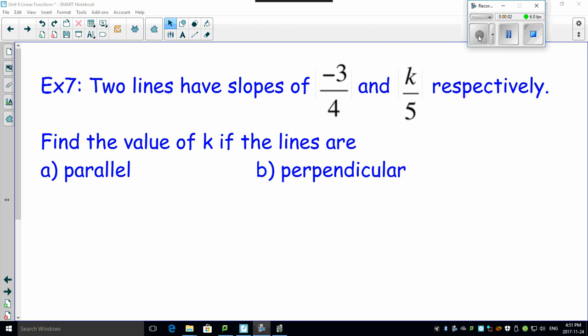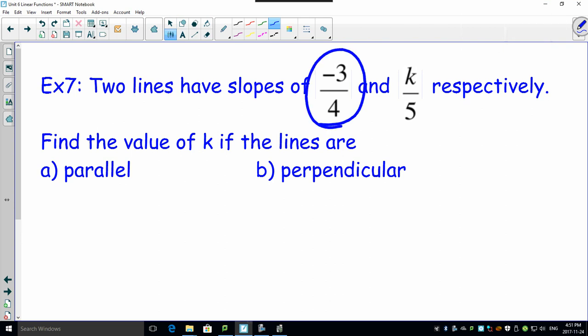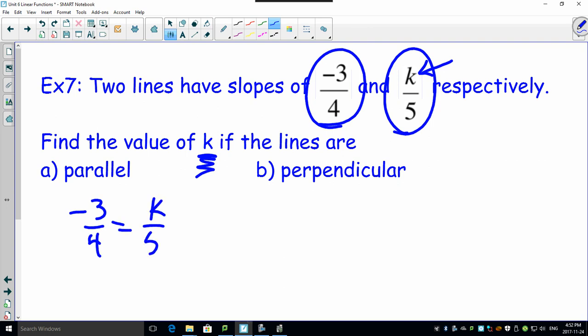Time for a bit of a challenge. It says two lines have a slope of -3/4 and some value that's missing over 5. Now, it says find the value of k, if the lines are parallel. Well, wait a second. If they're parallel, wouldn't -3/4 equal k over 5? Because parallel means that they equal each other.